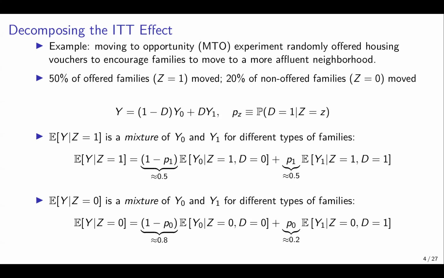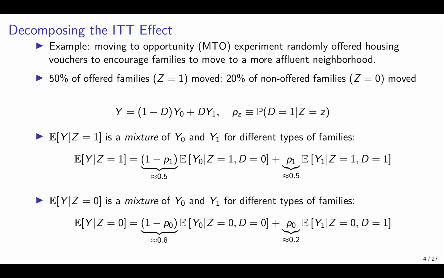So Z equals 1 means that you were offered the voucher. So only 50% of those families who were offered the voucher actually took advantage of it and moved to opportunity. At the same time, among the families who were not offered a voucher, that would be Z is 0, 20% of them moved nonetheless. Because, of course, you can't stop people from moving neighborhoods, just like you can't force them to move from one neighborhood to another.